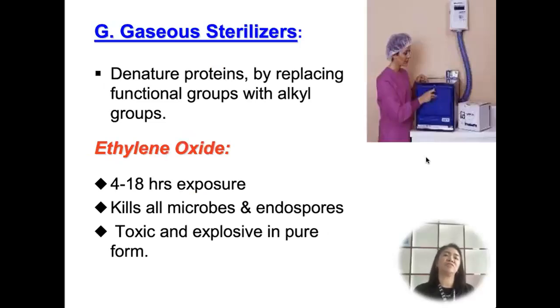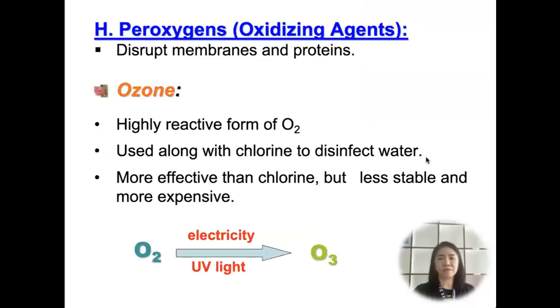And then meron tayong gaseous sterilizers like ethylene oxide, pero which is actually quite effective. We use this to disinfect your hospital linens, yan. Pero you'll need long exposure. So 4 to 18 hours of exposure to ethylene oxide to ensure na mamatay ang mga microbes. Okay? And then, of course, we have the peroxides. Peroxides are oxidizing agents. So they are able to disrupt membranes, no, and proteins. Example of this is the ozone, which can be produced when oxygen is exposed to electricity or ultraviolet light.